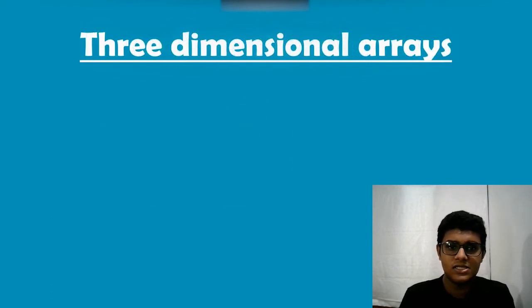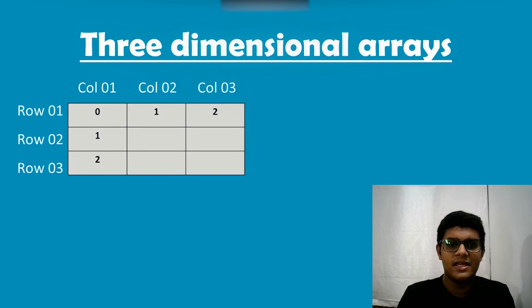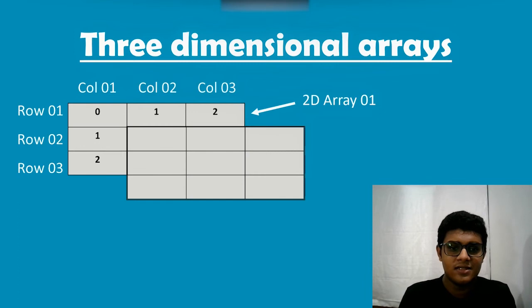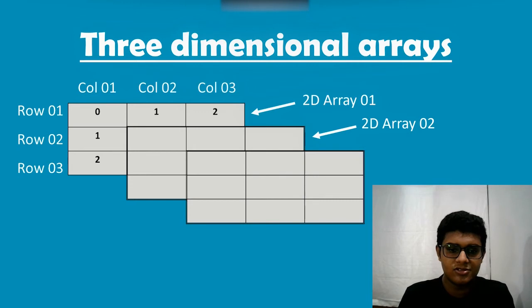Now let's talk about three-dimensional arrays. Three-dimensional arrays are arrays of two-dimensional arrays. They are a complex form of multidimensional arrays. When we declare a three-dimensional array, it has three pairs of square brackets. The first pair of square brackets is for the number of two-dimensional arrays, the second pair is for rows, and the third pair is for columns.